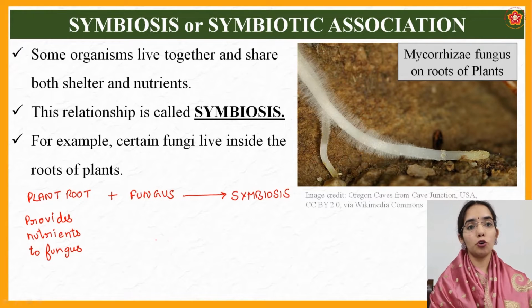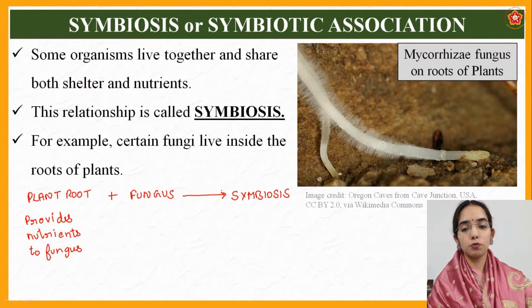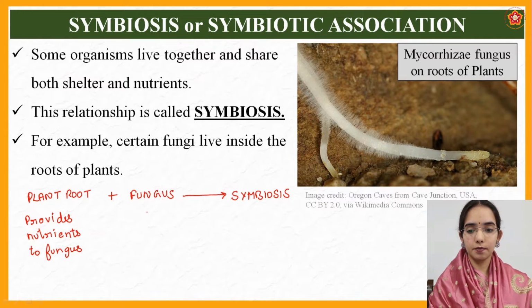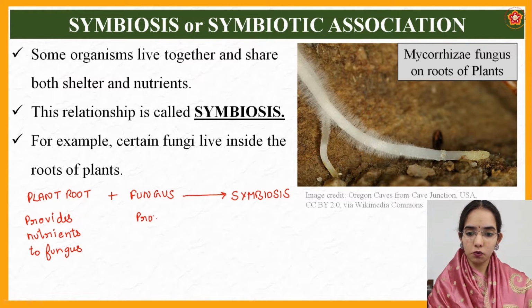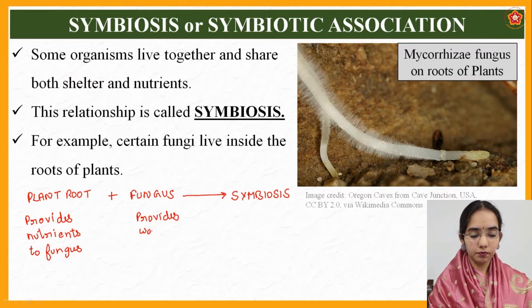Since plants are autotrophs, they can make their own food, so over here the plant will also provide nutrients to the fungus. And how does the fungus help? The fungus provides water and other nutrients.